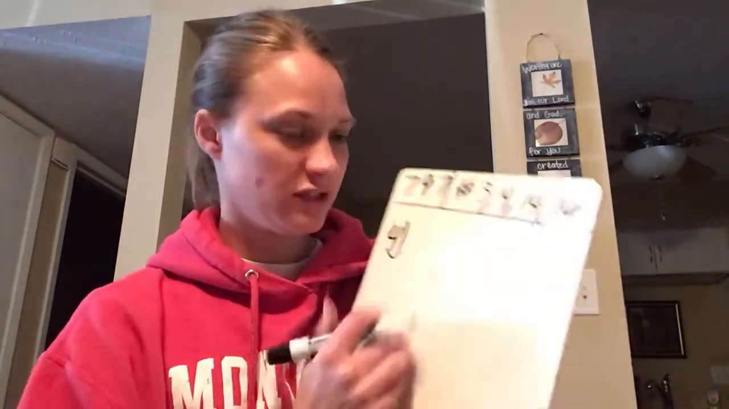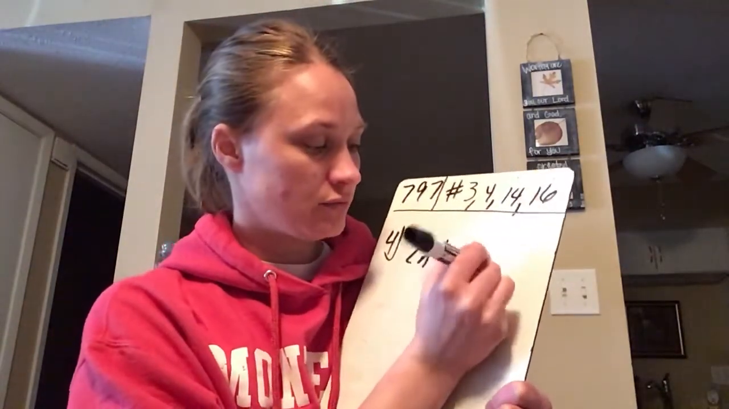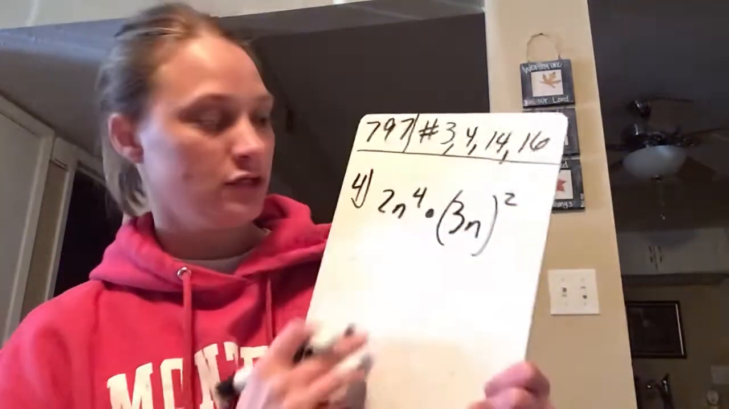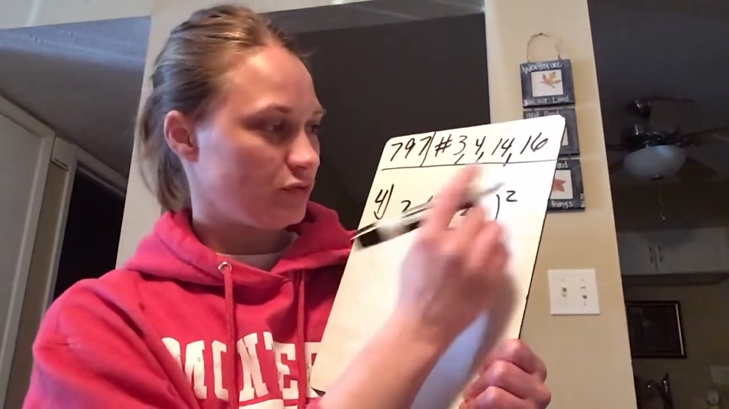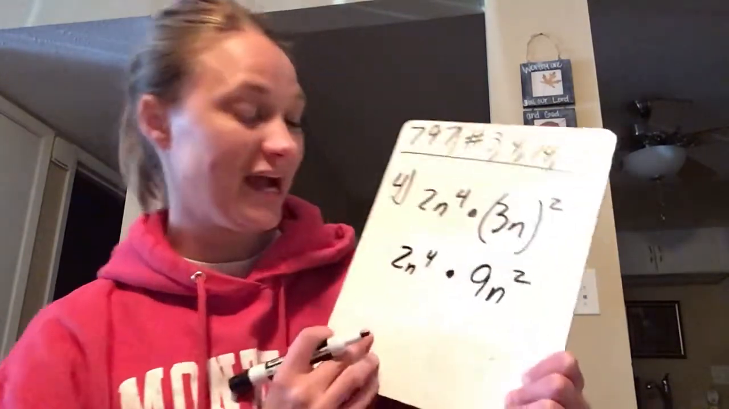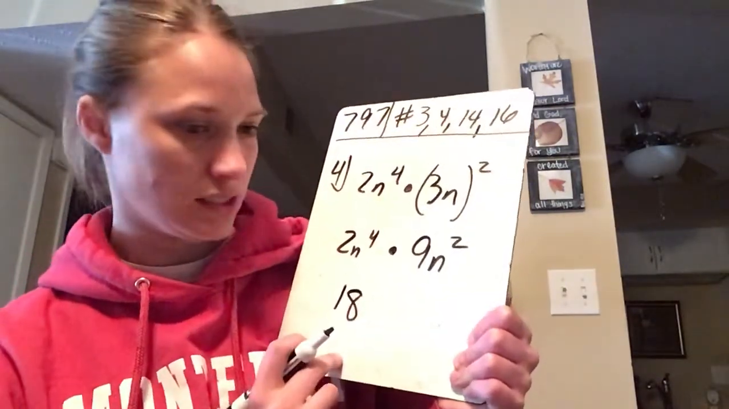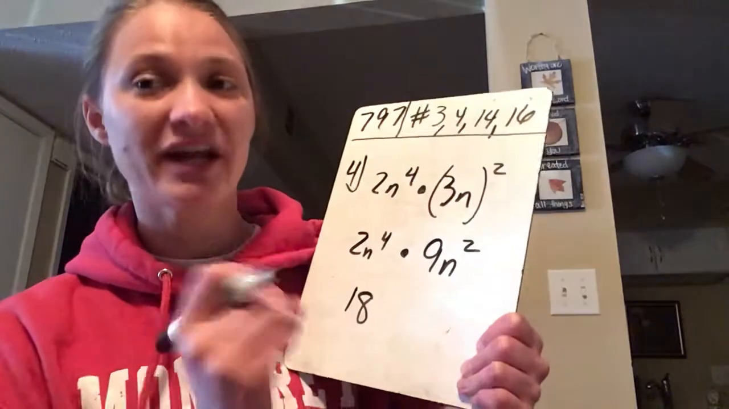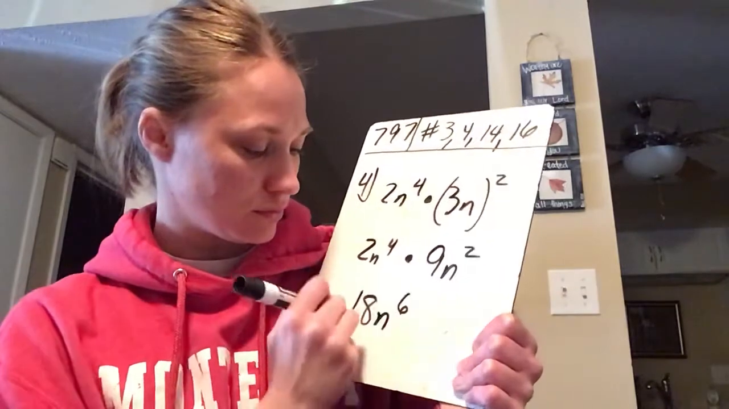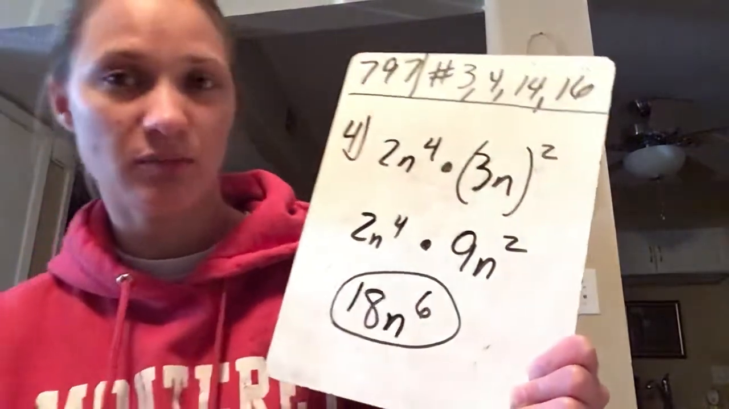Number 4 looks different. I was trying to do some ones that look different. So we get 2n to the 4th times 3n to the 2nd. First I want to raise that. I want to say 3 squared, which is 9, times n squared, and then I've got 2n to the 4th. Now I'm going to take 2 times 9, just simple, 18. And then here, since it's not being raised to a power, it's being multiplied, I take 4 plus 2. I don't take 4 times 2, I take 4 plus 2. This is the answer to number 4.